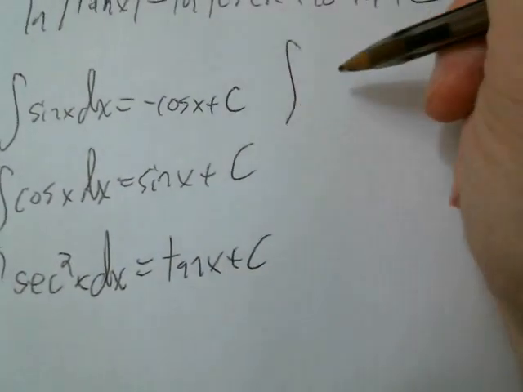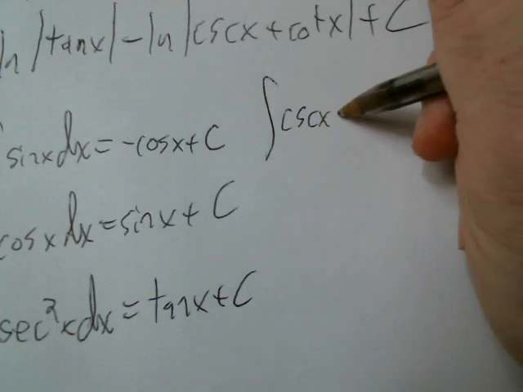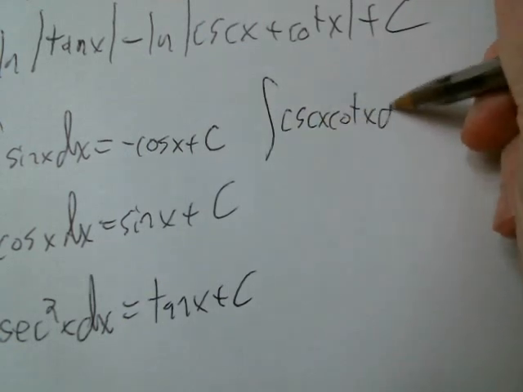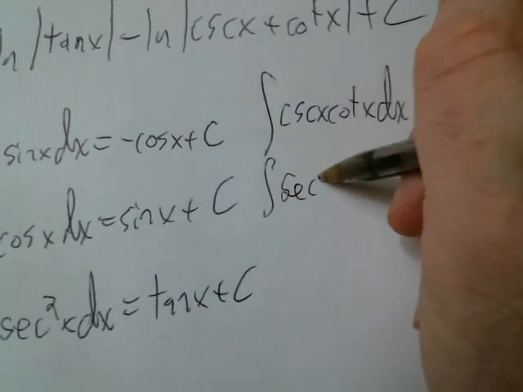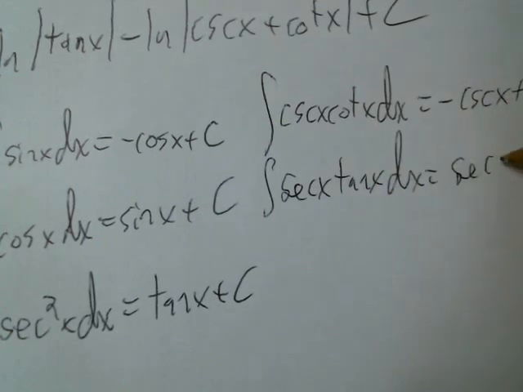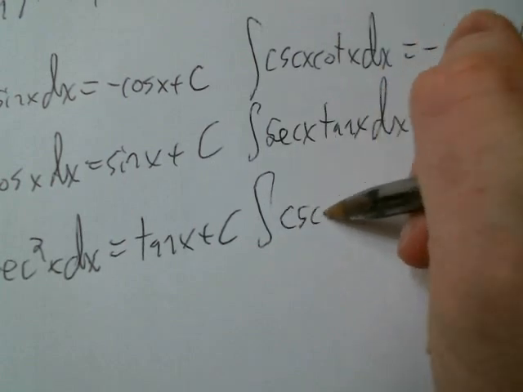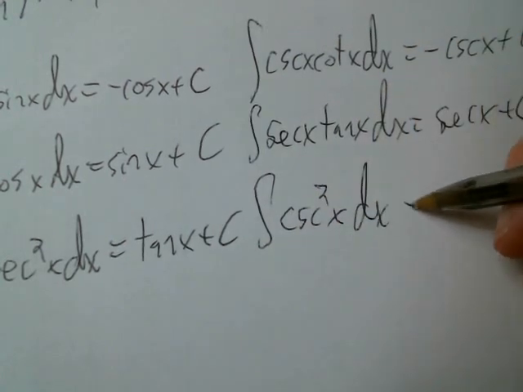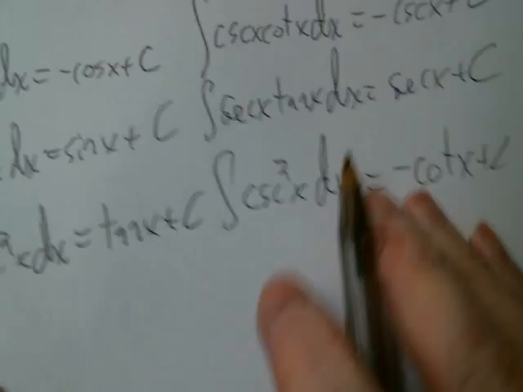And then you have the integral of cosecant x cotan x dx, and that's negative cosecant x plus c. Integral of secant x tan x dx is equal to secant x plus c. Integral of cosecant squared x dx is negative cotan x plus c. Okay, so these are standard.